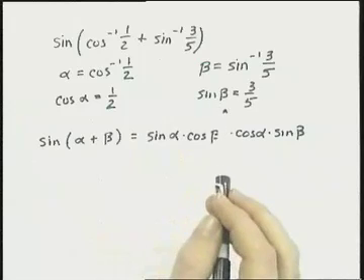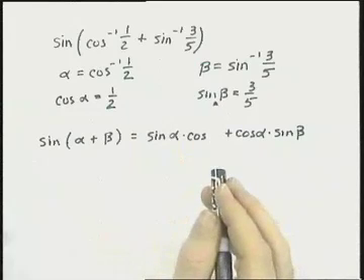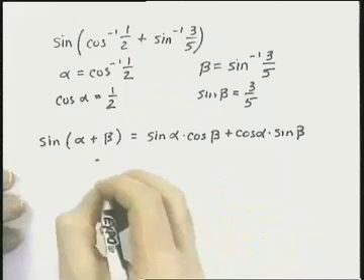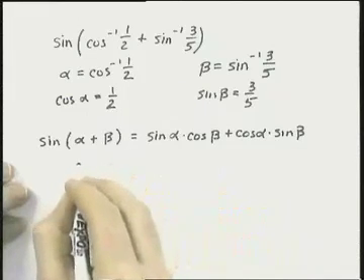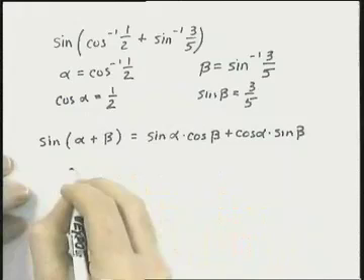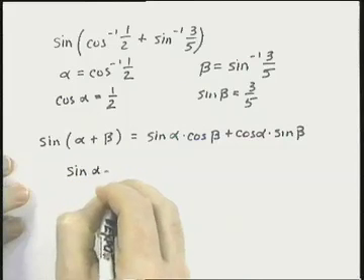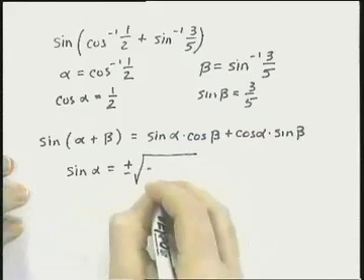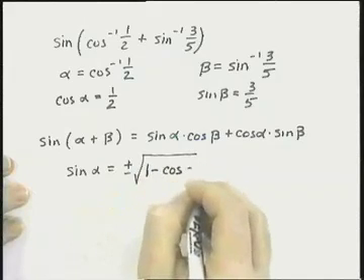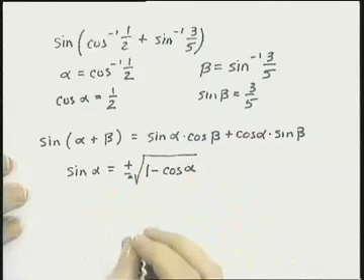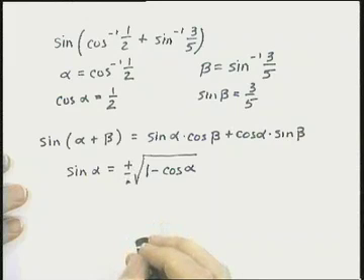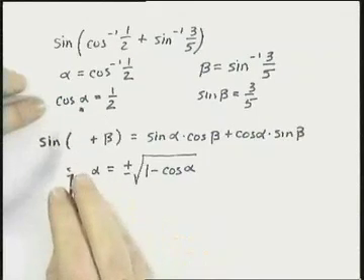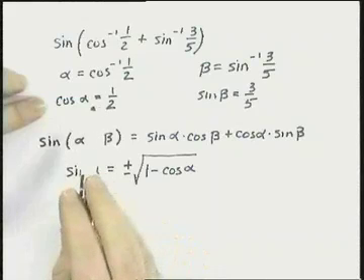Therefore, in order to evaluate this expression, I need to determine the sine of alpha and the cosine of beta. How am I going to do that? Well, I can use the Pythagorean identities. For example, I can say that the sine of alpha is going to be plus or minus the square root of 1 minus the cosine squared of alpha. Which do I choose, the positive or the negative? Well, we go back up here and we recognize that the cosine of alpha is a positive quantity.